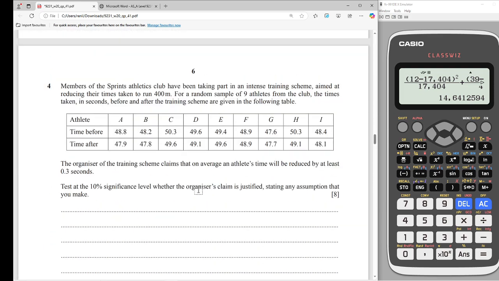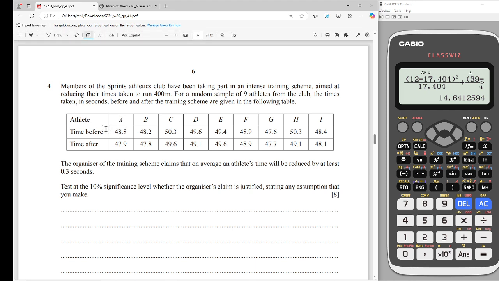Okay, next up we have here inferential statistics, and we can look through differences. Members of the Sprints Athletics Club have been taking part in an intense training scheme aimed at reducing their times to run 400 meters. For a random sample of 9 athletes from the club, the times taken in seconds before and after the training scheme are given in the following table. The organizer of the training scheme says that on average an athlete's time will be reduced by 0.3 seconds. Test at the 10% significance level whether the organizer's claim is justified, stating any assumptions that you make.